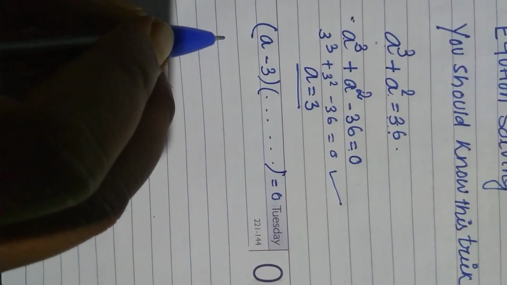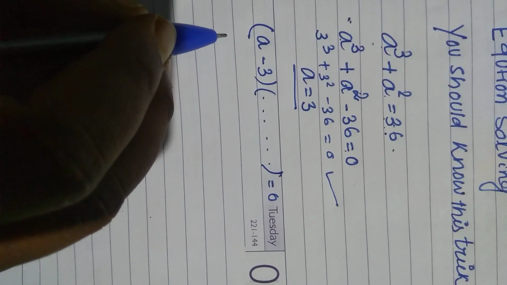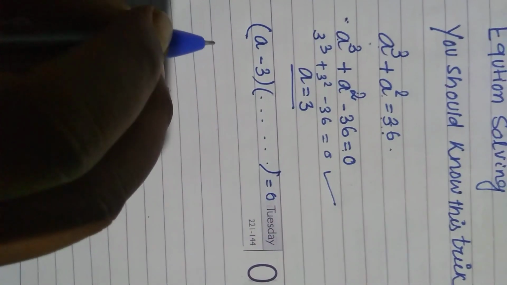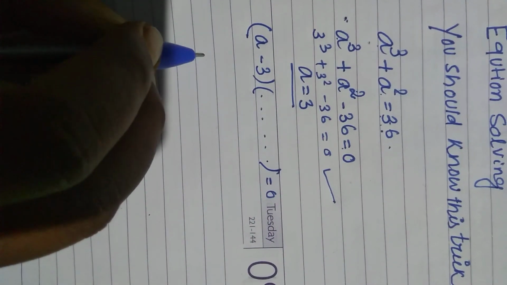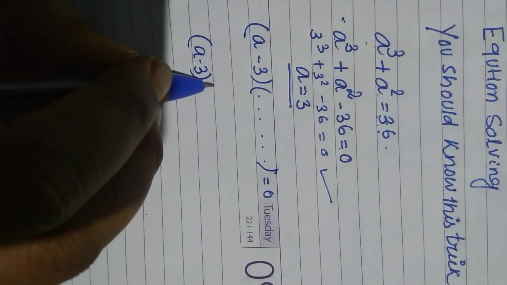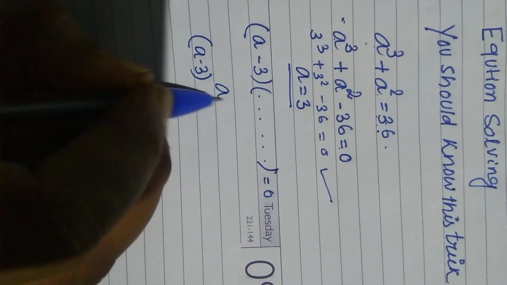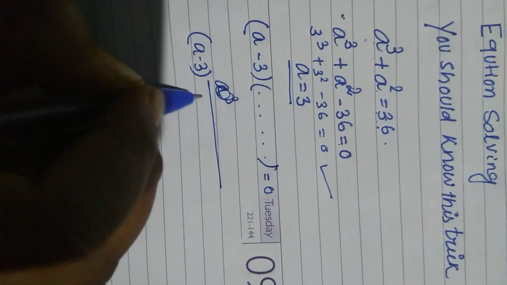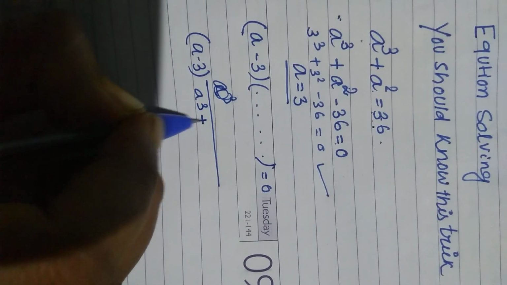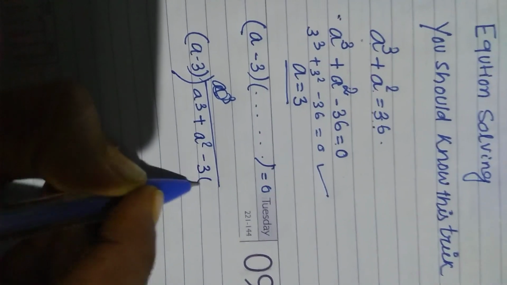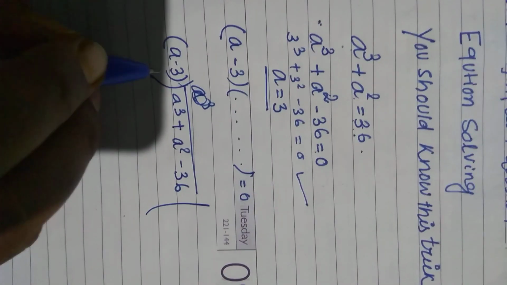That's super easy. We just divide this equation by this factor. So we have a minus 3 dividing the equation a cube plus a square minus 36. So how do we divide algebraic equations? It's simple. It's like normal division.